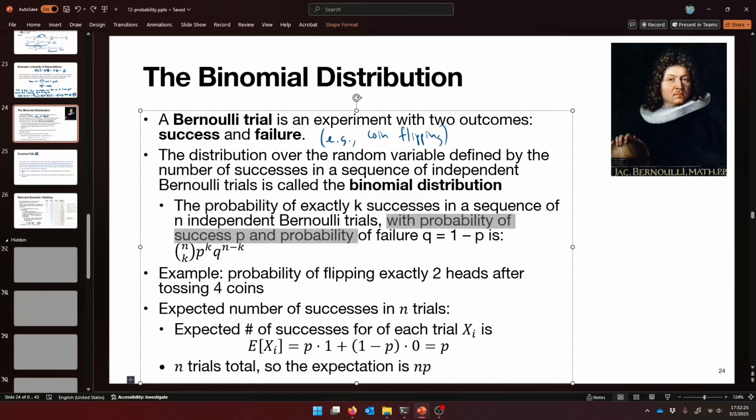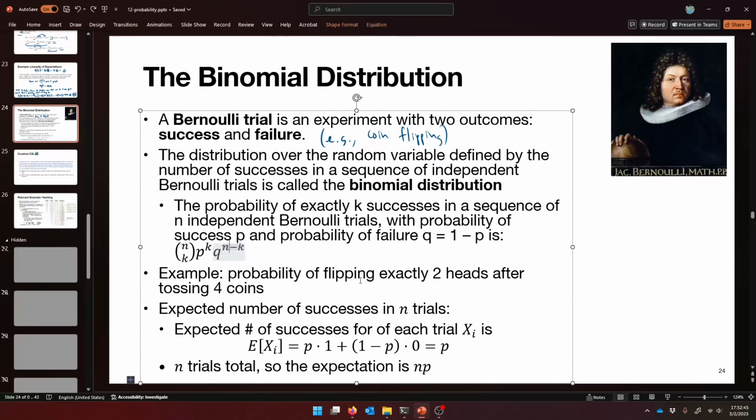Where the probability of success is p and the probability of failure is 1 minus p. It can only be one or the other, right? Which you can also call q, is equal to this: n choose k times p to the k, q to the n minus k. Because it's got to sum up to n, right? And that's it. That's what you do. All right.